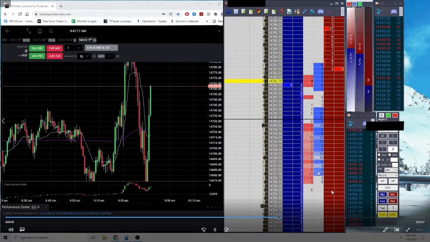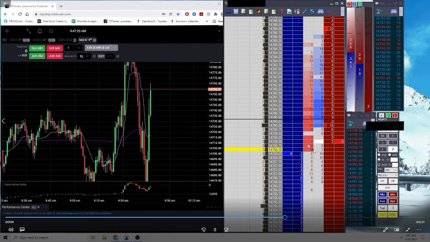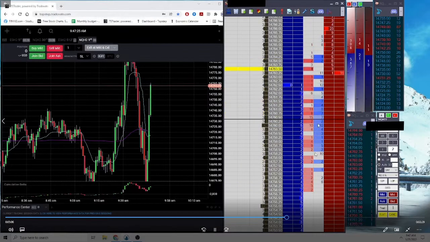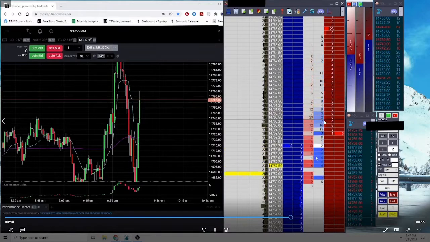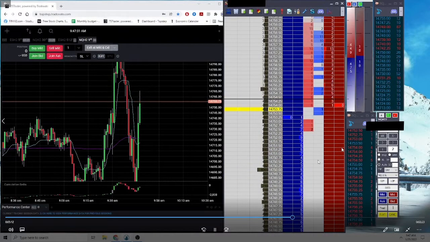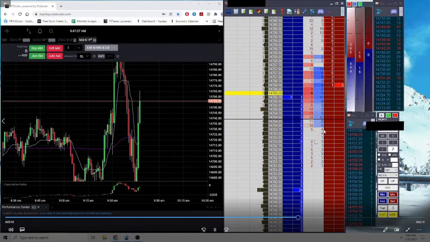My plan here, my scenario 1, if you follow FT scenarios, he loves scenarios. Learned a lot from FT71. You should definitely check out his videos. Anyway, we're getting stuck here. The sellers are starting to step up. I'm looking to get short here, unless this thing has some more momentum to the upside.